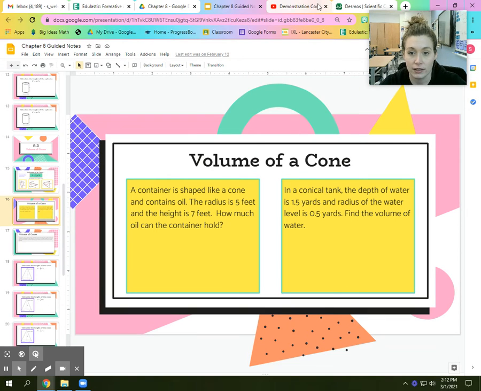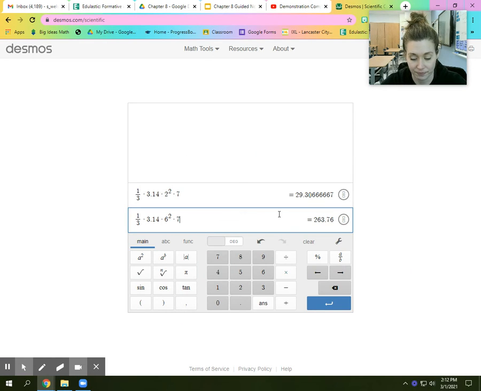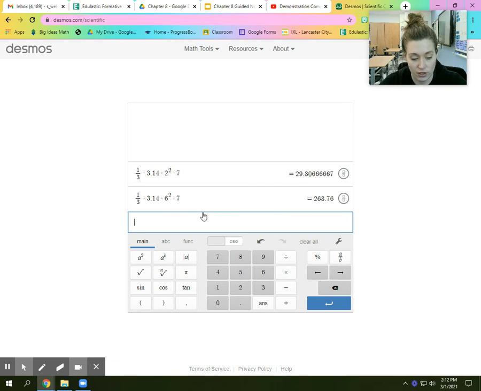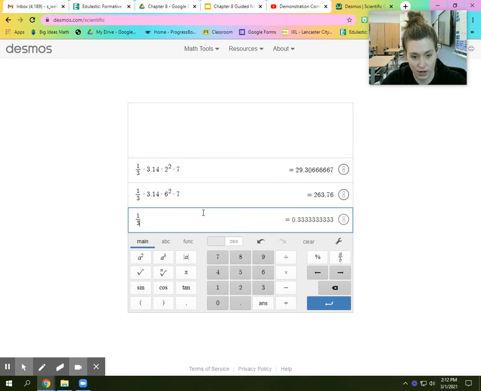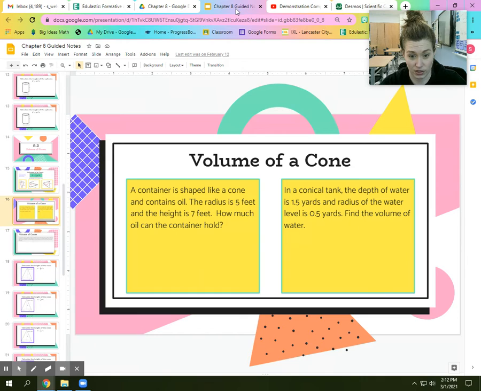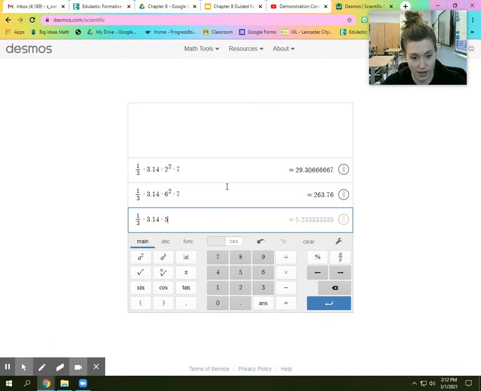So I'm going to go back to Desmos here and do my 1/3 times the 3.14 times the radius, which was 5, and the height, which was 7. So 5 squared, and then times the height, 7. So we type that all in, we get our answer.